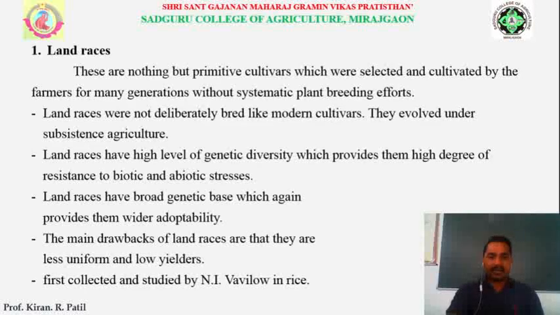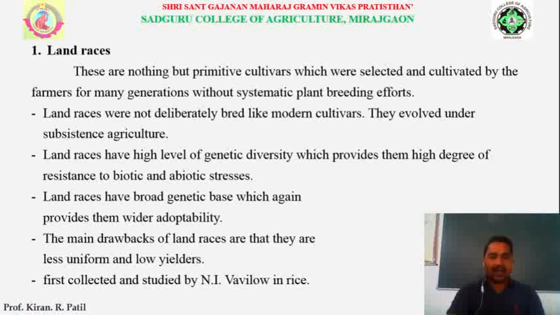First is the landraces. What is it? It is nothing but primitive cultivars which were selected and cultivated by farmers for many generations without systematic plant breeding efforts. Means the lines which are used by farmers generation after generation without any systematic plant breeding efforts.